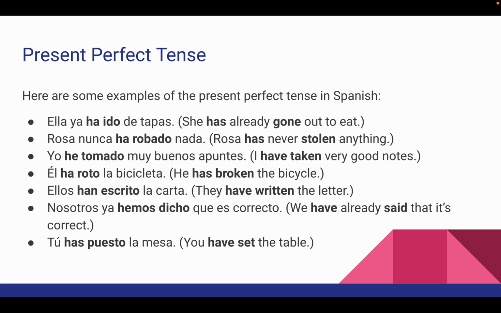So here are some examples of the present perfect tense in Spanish. Ella ya ha ido de tapas. She has already gone out to eat. It's something that has already happened or hasn't happened yet. That's the way we use the present perfect. Rosa nunca ha robado nada. Rosa has never stolen anything. Yo he tomado muy buenos apuntes. I have taken very good notes.